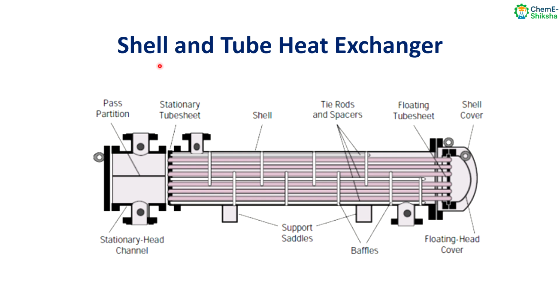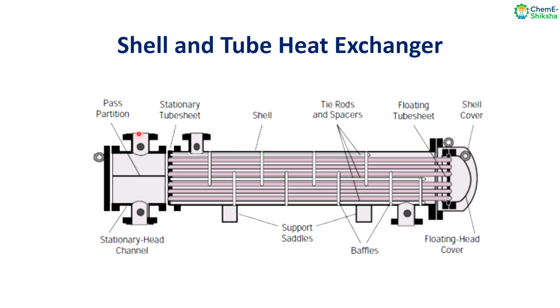Now next is the shell and tube heat exchanger, which is the most important heat exchanger. It is the most widely used heat exchanger in the industry. So this is the diagram. In case of a shell and tube heat exchanger, we have the shell outside, and inside there are some tubes. So these are the tubes, you can see, and outside there is a shell.